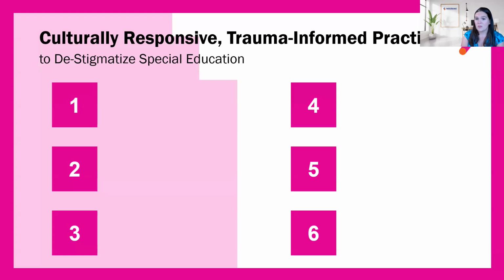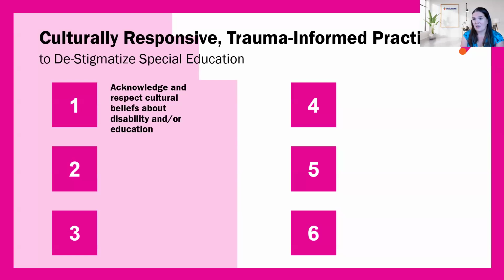So first and foremost, it's important to acknowledge and respect cultural beliefs about disability and education. Talking to families to gain an understanding of how their culture views disabilities will help us recognize why they may be hesitant, right? Getting to that root cause of why. Is, for example, in some cultures, people with disabilities are outcasts. Is that where they're coming from and thinking about in their individual experience? Helping families understand concepts such as least restrictive environment and inclusivity can help them overcome this.